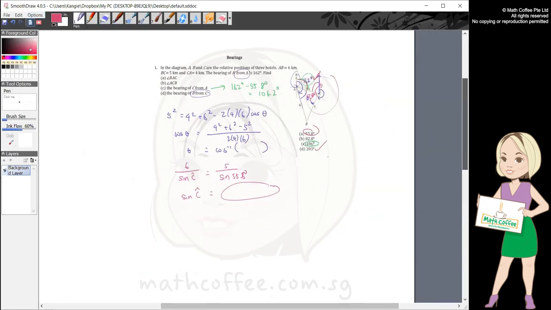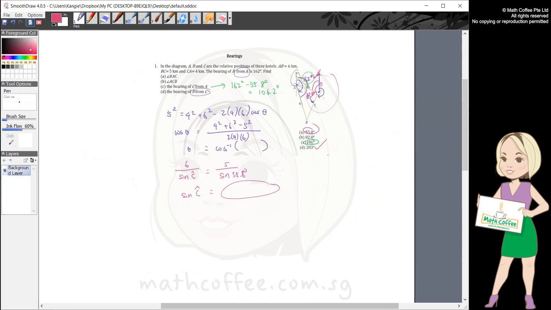Okay, so basically bearing is very straightforward. The only thing is where you put your north pole, the clockwise direction, and when they say B from C, then you will say, oh, from the north pole, let's go to the line BC. This is how you find the angle.